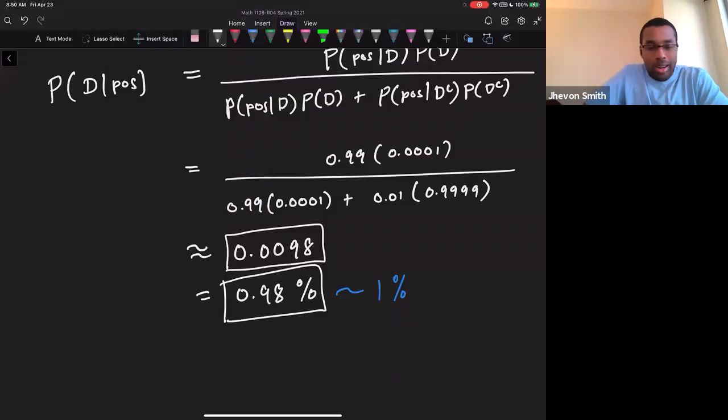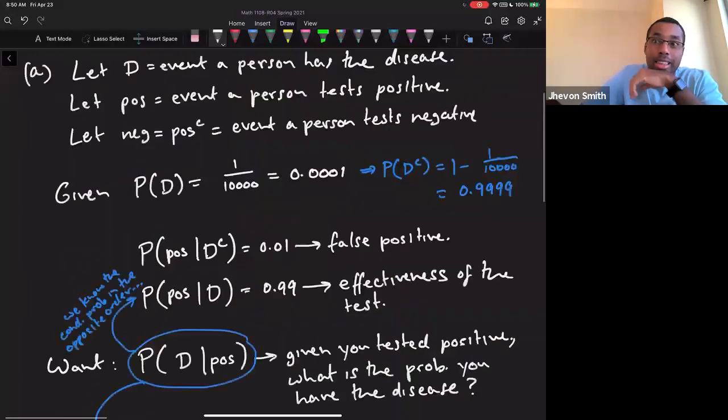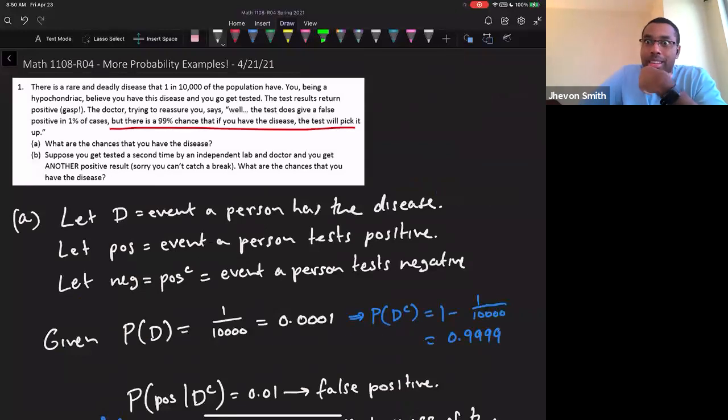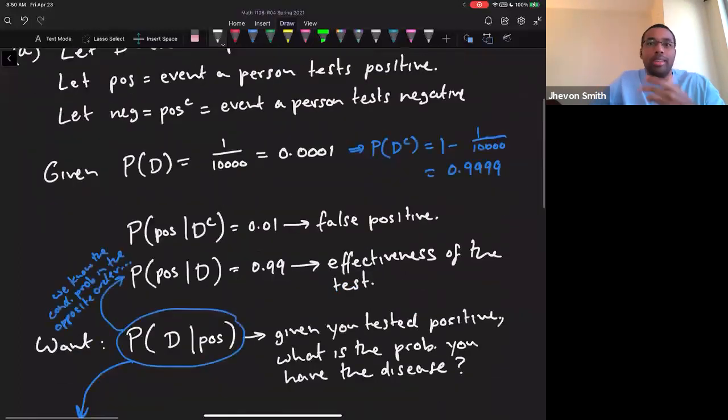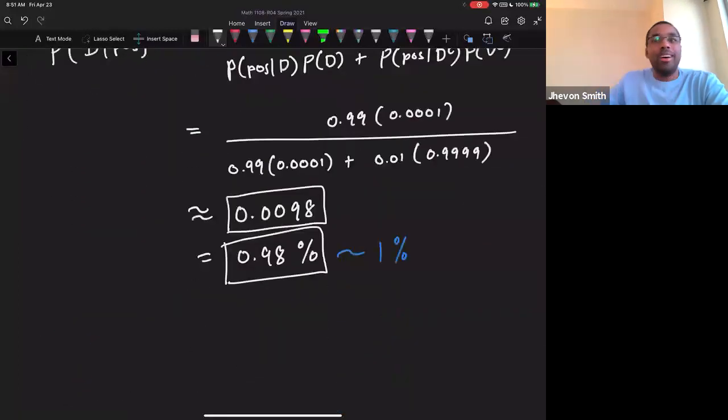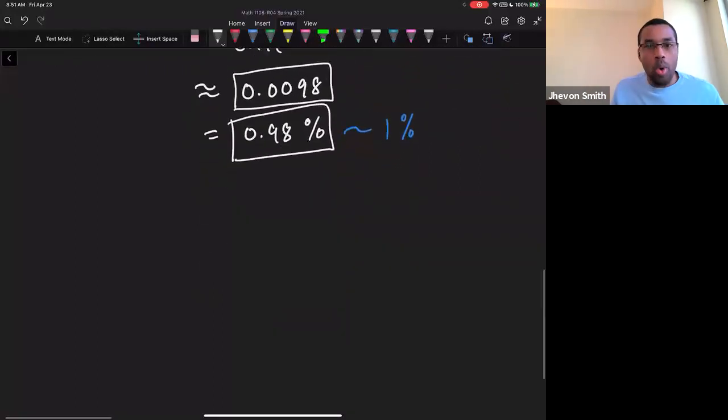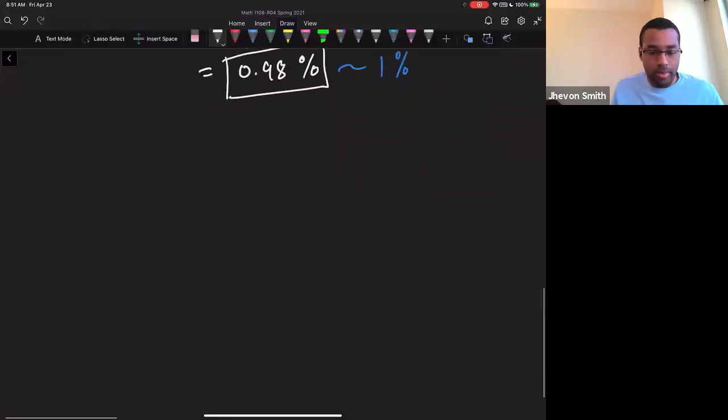If you told anyone these statistics here, they'd probably still freak out. Like, the test is 99% effective, it's wrong 1% of the time. So you're telling me that I'm 99% sure to have this disease? No, you're actually less than 1% sure to have the disease. So that's true. And I guess I can show you a little bit why this actually makes sense.